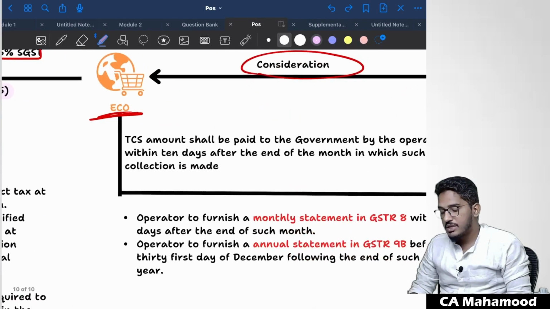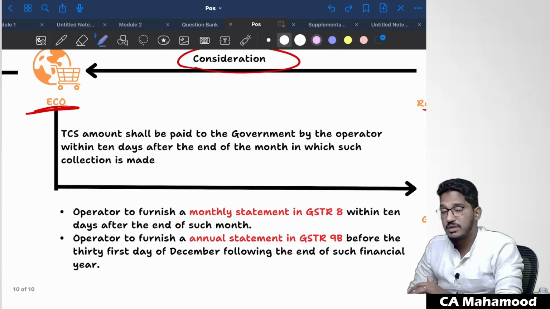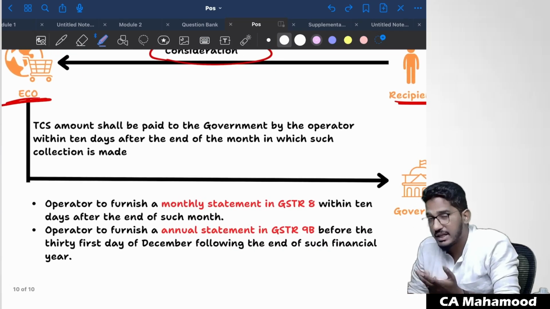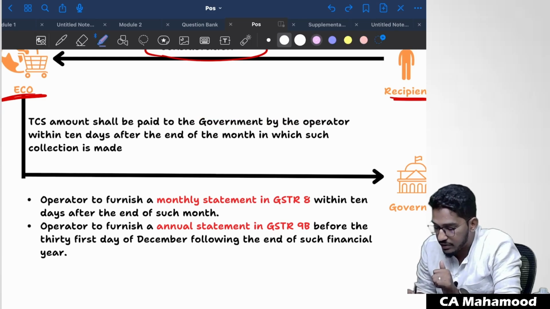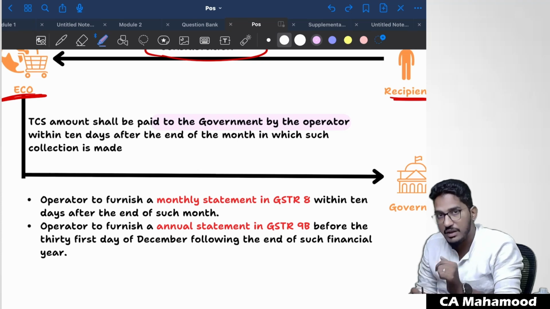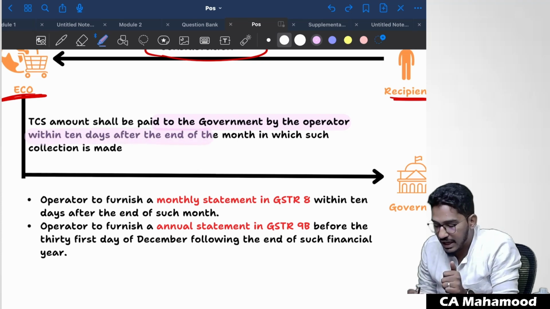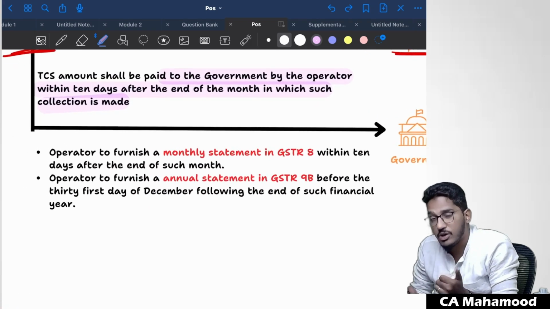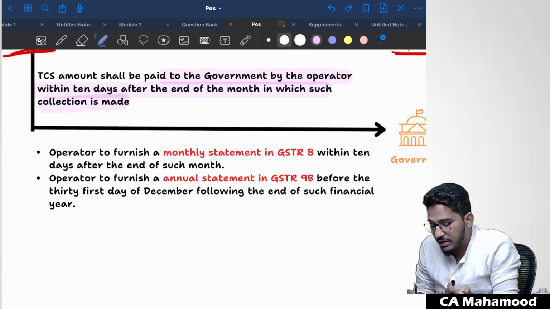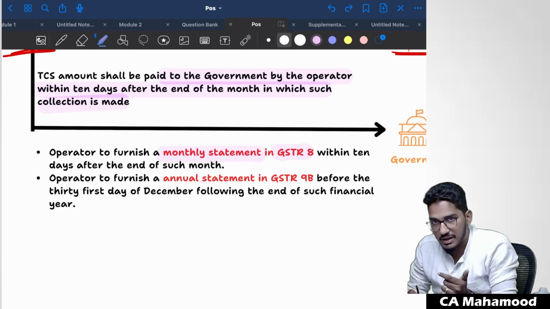Now, whatever TCS the e-commerce operator has collected, what will he do with that amount? Can he enjoy that money? No. That TCS amount shall be paid to the government by the e-commerce operator. Whatever amount he has collected has to be paid to the government within what time limit? Same as TDS: within 10 days after the end of the month in which the collection is made. So that amount has to be paid to the government. And e-commerce operators are required to furnish some returns. The e-commerce operator is required to furnish one monthly statement in GSTR-8 within 10 days after the end of the month.